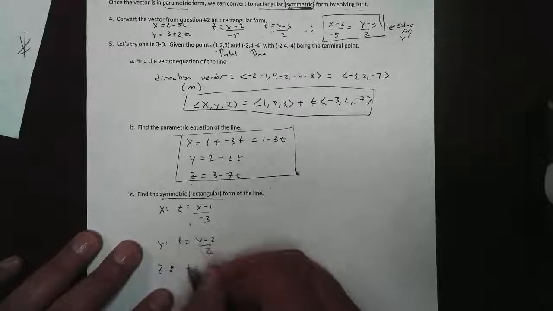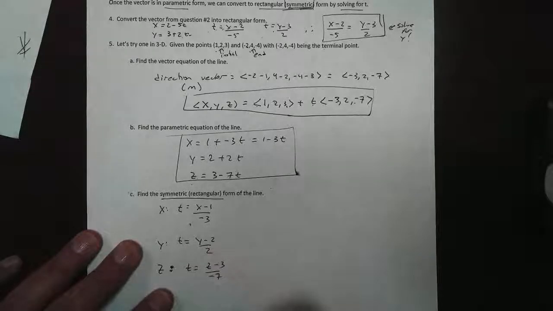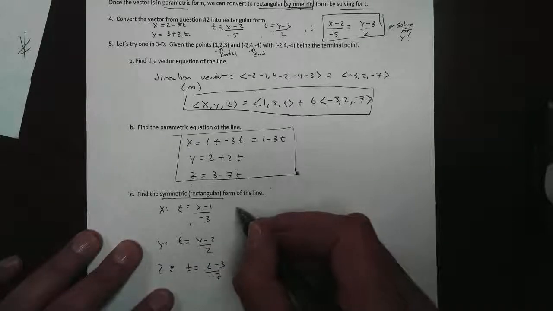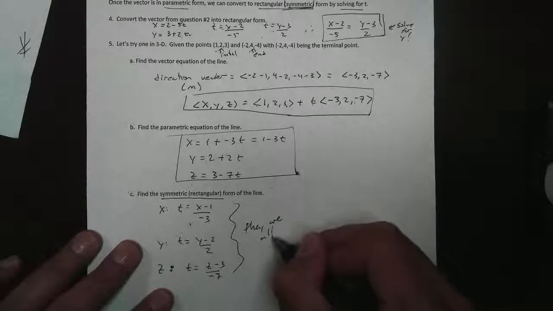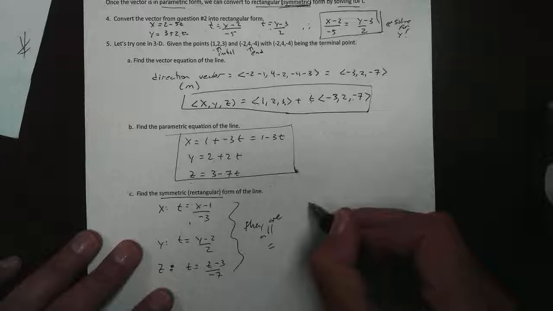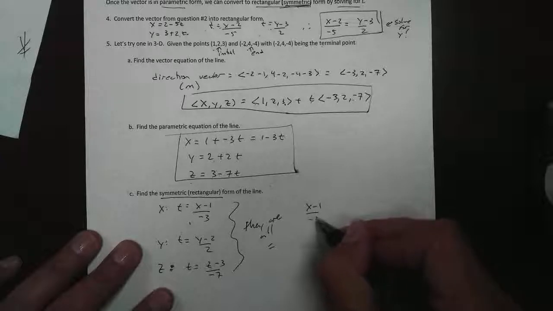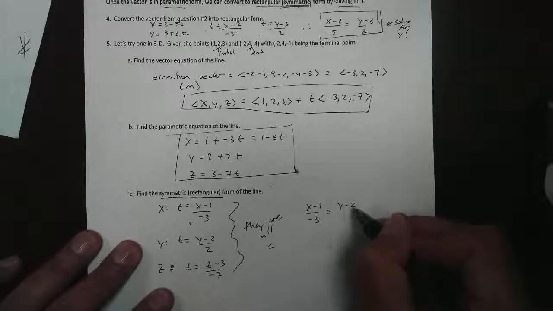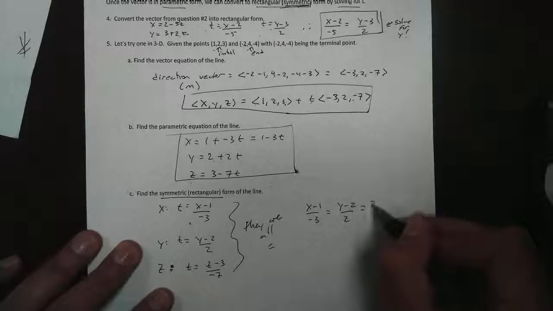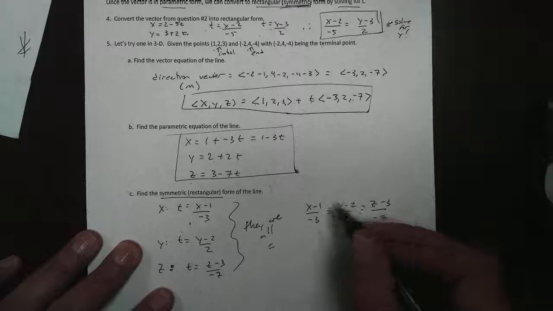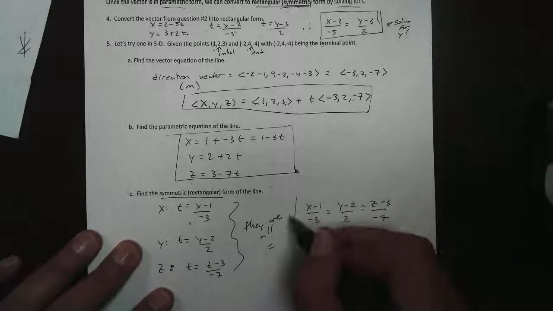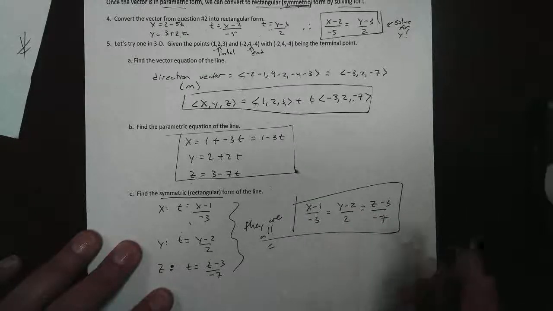Well, all 3 of these have the same parameter in common, t. Well, what does that mean? They are all equal. So I can do that. I can set this x minus 1 over negative 3 equal to y minus 2 over 2 equal to z minus 3 over negative 7. And all 3 of them are equal to each other. And this is the equation of our line in 3D.